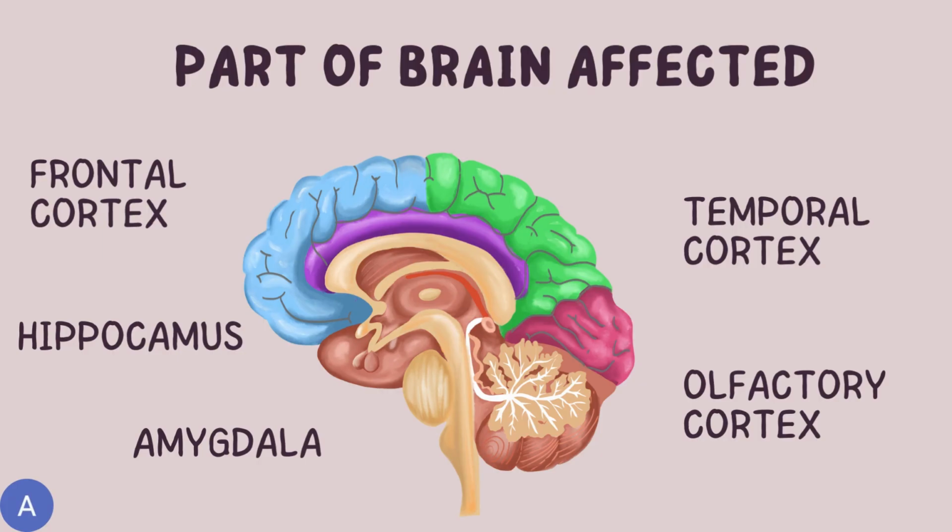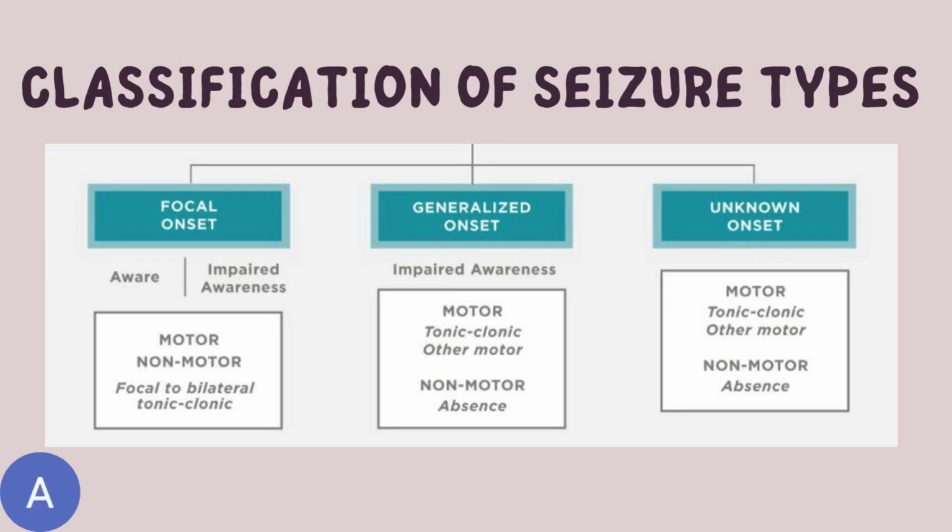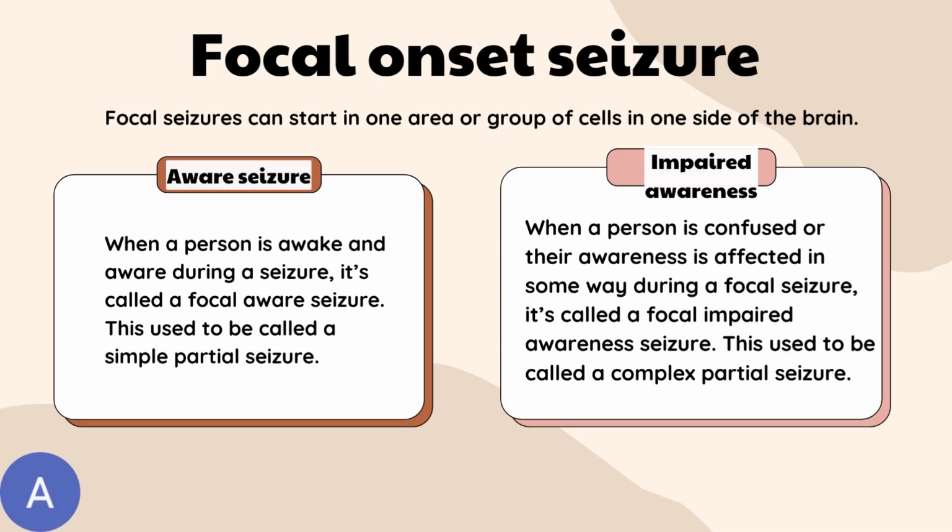The most common parts of the brain affected include the frontal cortex, hippocampus, amygdala, temporal cortex, and also olfactory cortex. The types of seizure can be classified into three types: the first one is focal onset, generalized onset, and also unknown onset. The term focal is used instead of partial to be more accurate when talking about where seizures begin. Focal seizures can start in one area or group of cells in one side of the brain.